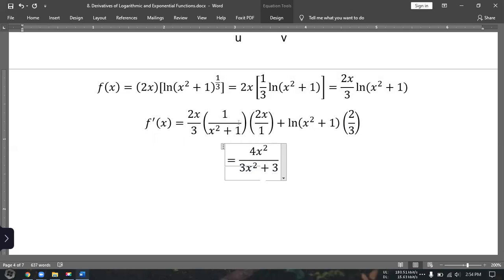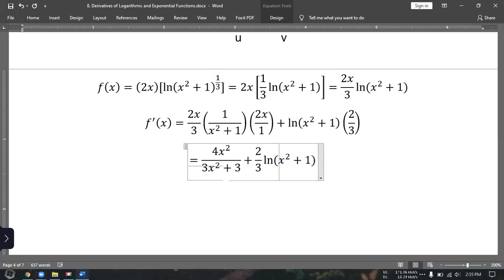We're good at our first term. How about our second term? Second term, we have 2/3 plus 1. We have 2/3 natural logarithm of x squared plus 1. And we can actually separate 2 here so that we have 2 and 1/3.